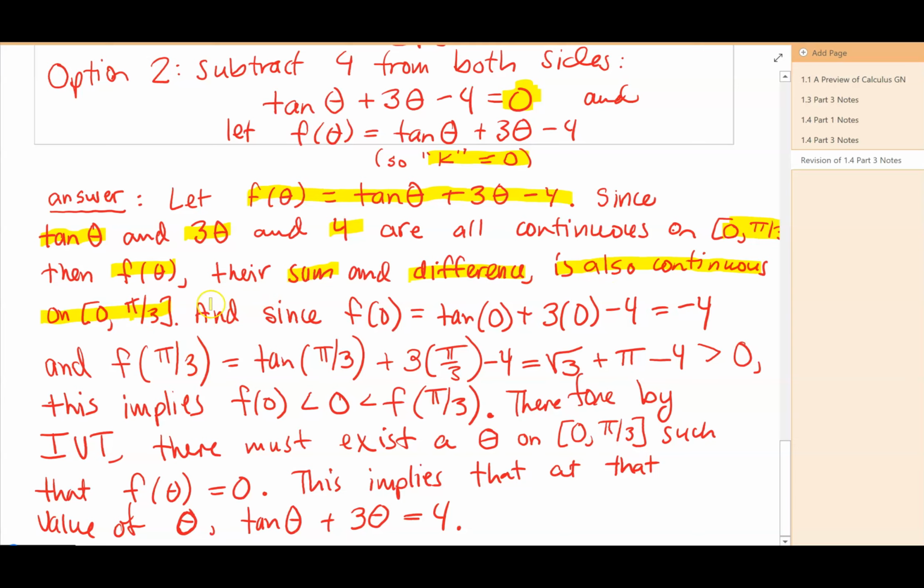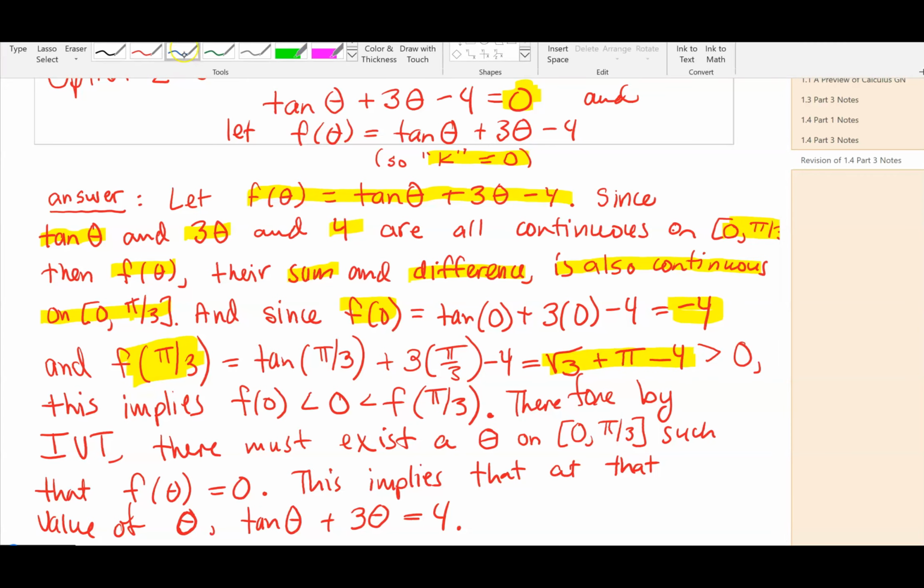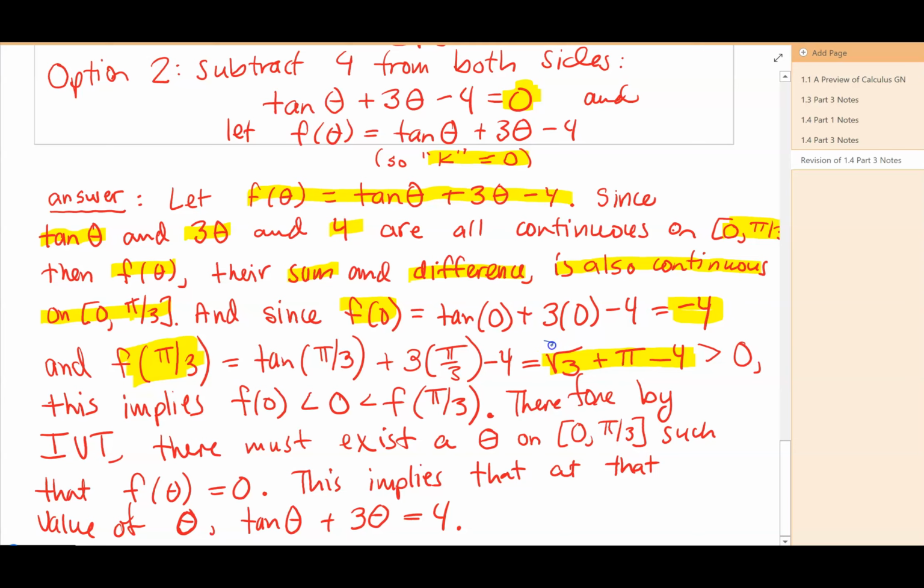Okay, then we go to work finding our y interval. So I find f of 0, which equaled -4. And then I find f of pi over 3, which ended up equaling this, rad 3 plus pi minus 4. Now again, I don't exactly know what that equals, assuming I don't have my calculator, but I know that rad 3 is greater than 1, and I know that pi is greater than 3. So if you add these together, they're going to be greater than 4. So when you subtract 4, you're going to have a positive number, a number greater than 0.